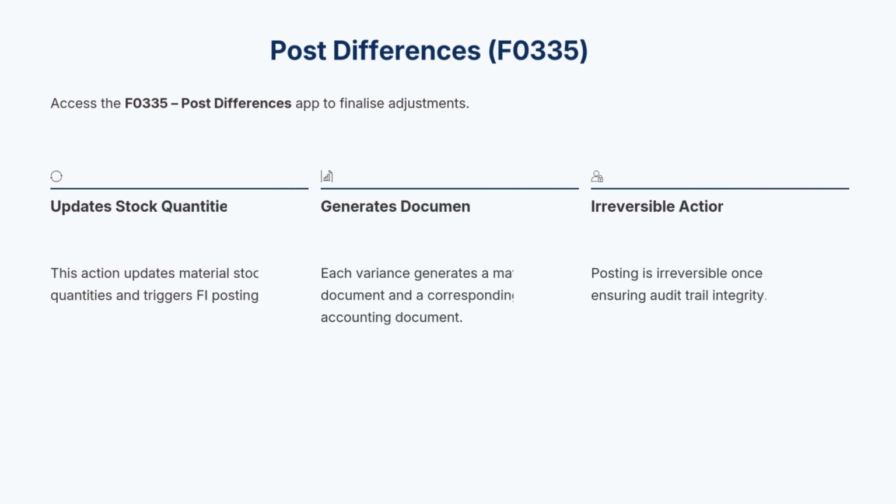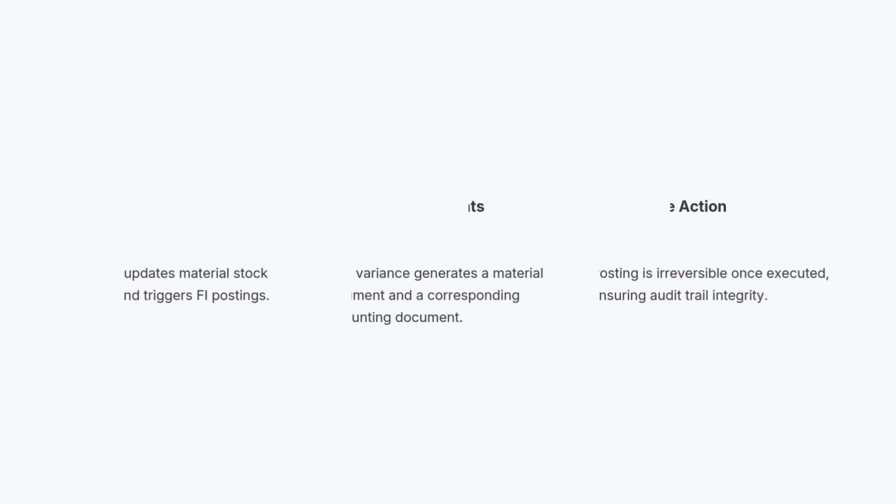Post differences, F0335. Next, open F0335 post differences. Review all items and confirm postings. SAP automatically generates material and accounting documents to reflect quantity and value adjustments. Once posted, the process becomes irreversible, preserving audit traceability. This closes the operational loop for that specific PI document.